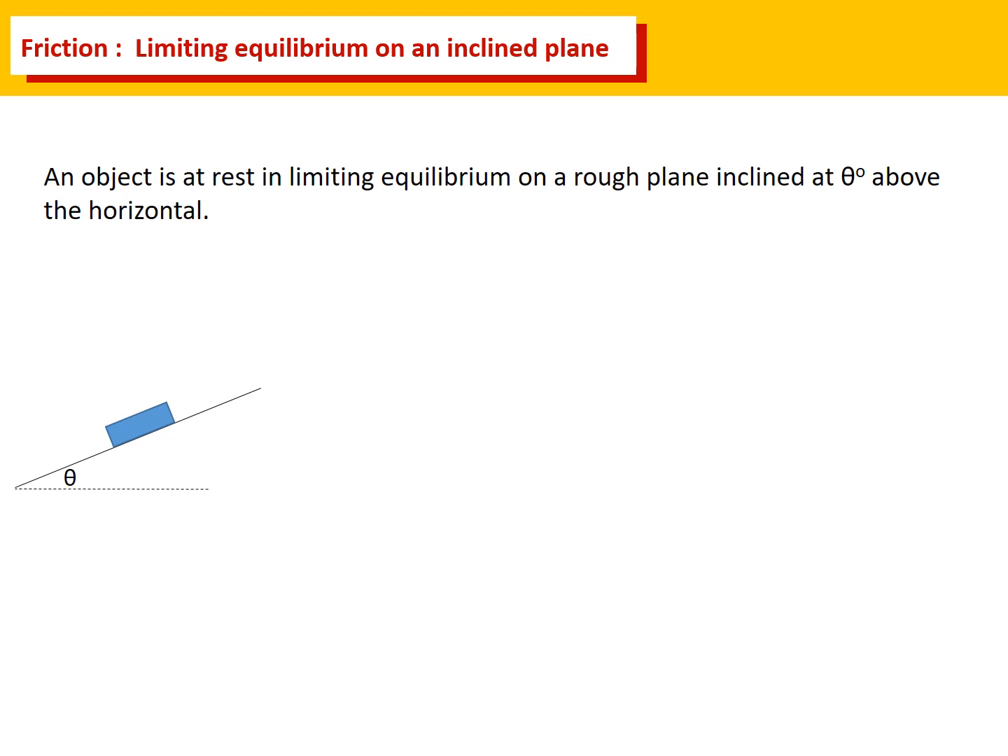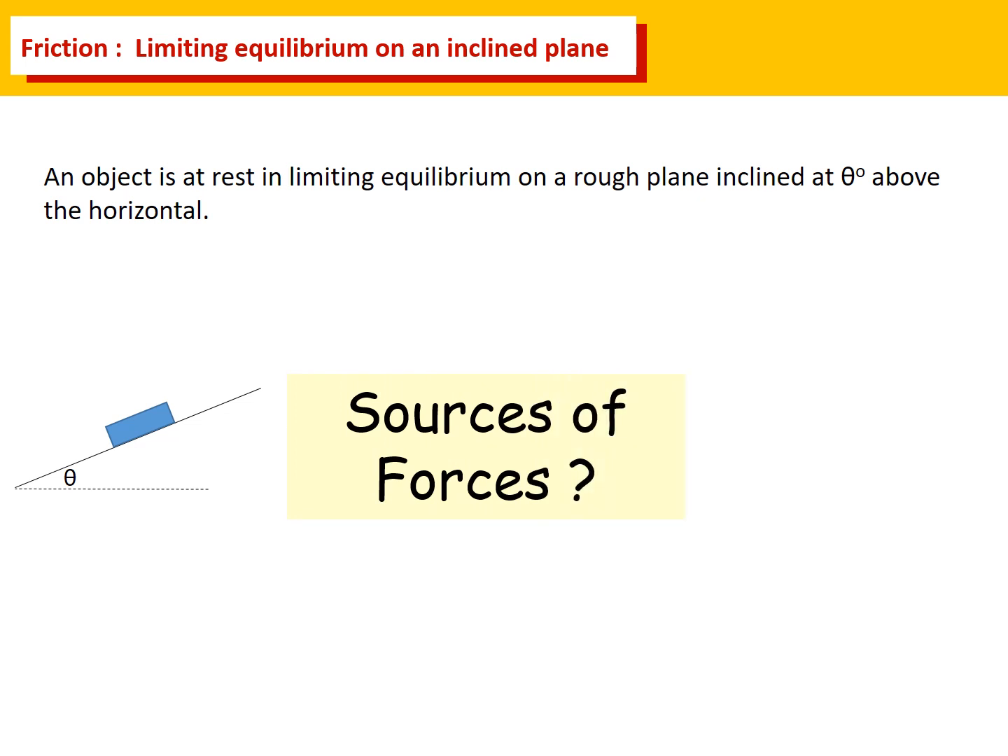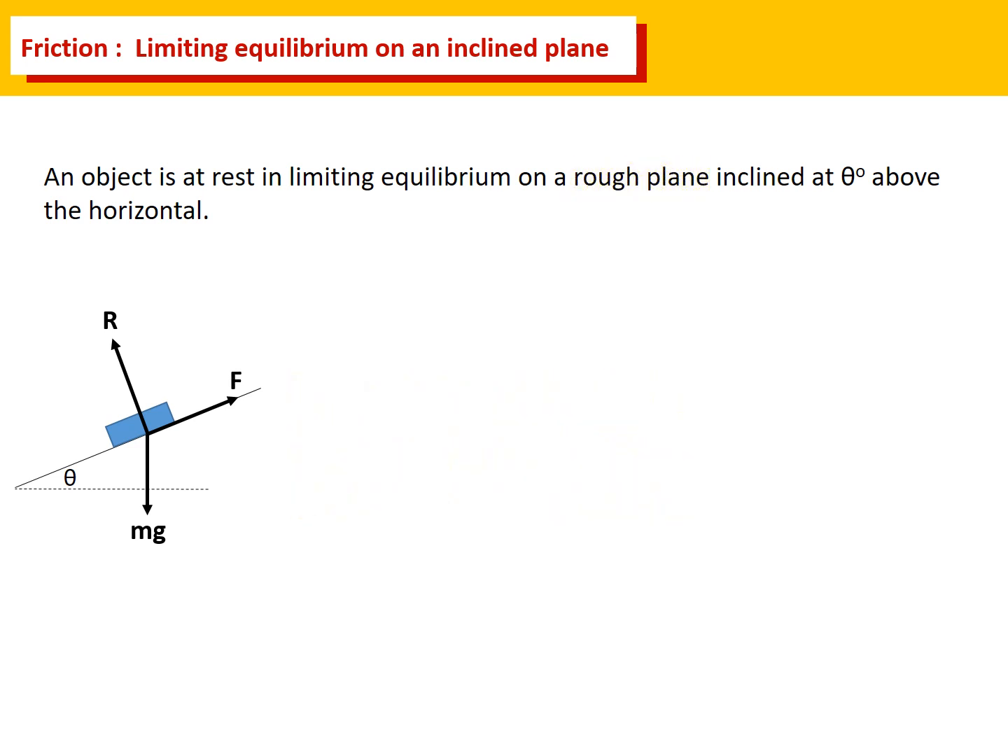So we have our object at rest on a rough inclined plane. What are the sources of forces? As ever, that's the first thing we should be thinking about. Well, the weight component, it's in contact with the surface, so there's a normal reaction. It's a rough plane. Now, this object ordinarily, without any push or pull forces, would want to slide down the plane, so friction would be acting in the opposite direction, because friction always opposes the direction that motion is trying to be made, so that would be up the incline.